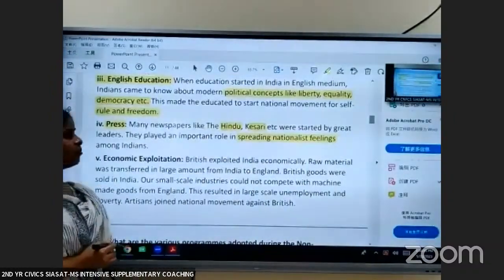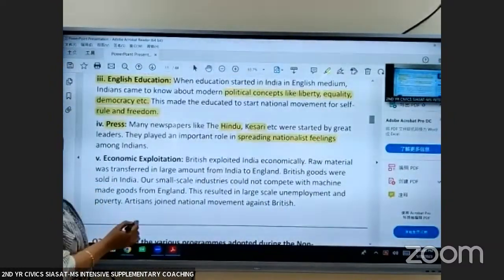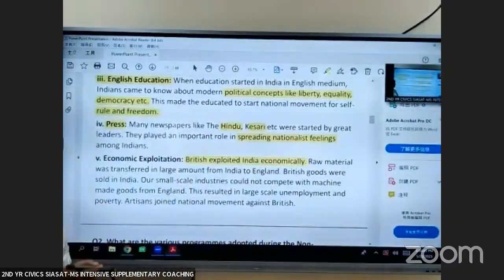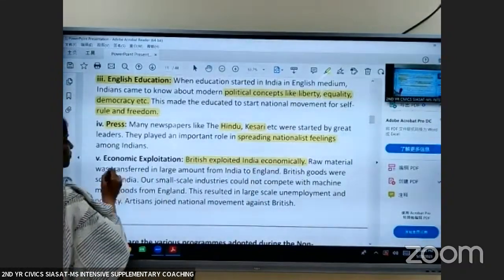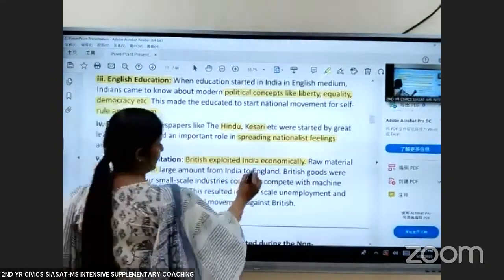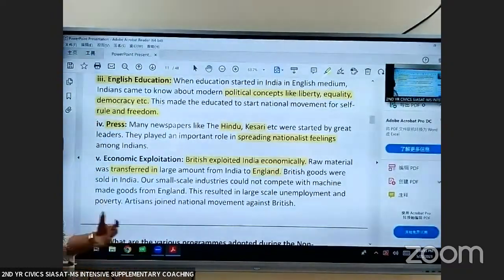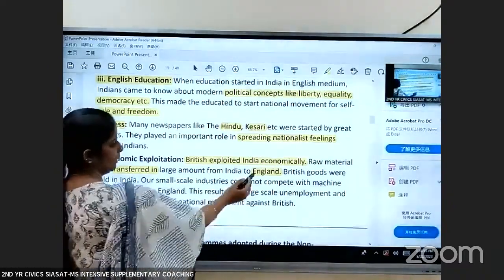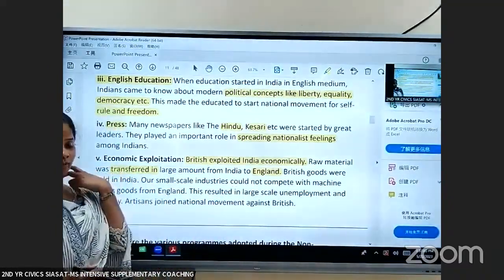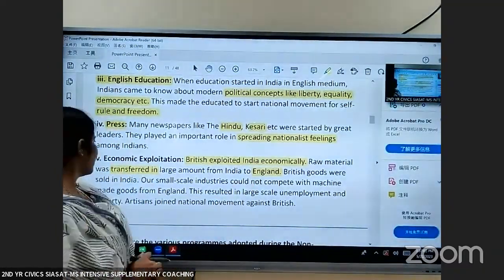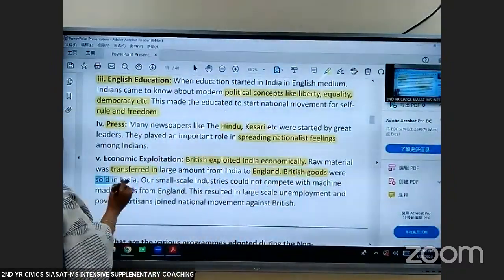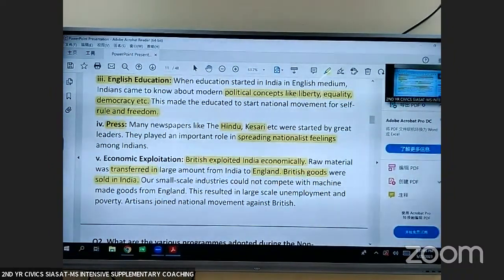So there was drain of wealth. Here is what happened: the Britishers exploited India economically. They used to buy raw material from Indians at a cheaper cost and send it to England, where they made machine-made goods. Again, these British machine-made goods were sold in India for a high price.